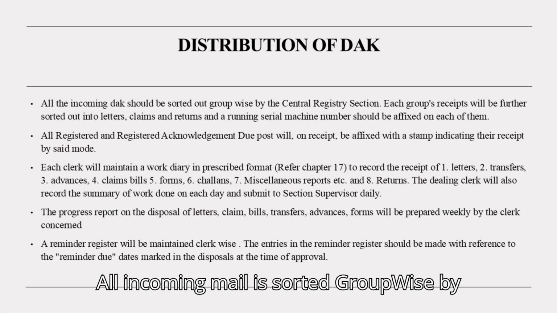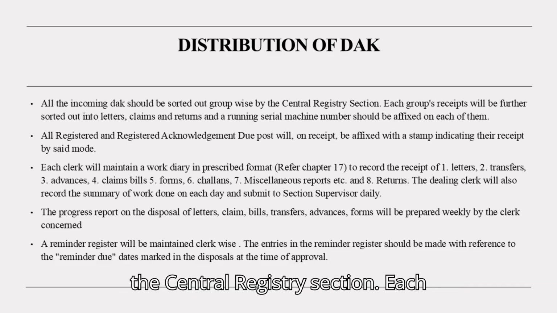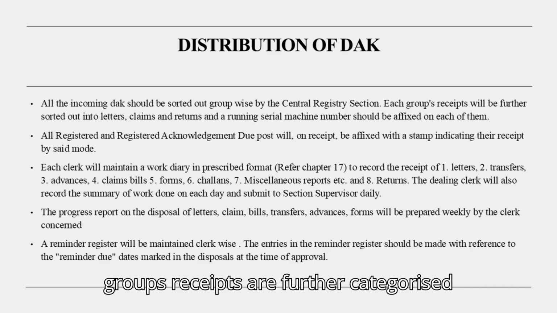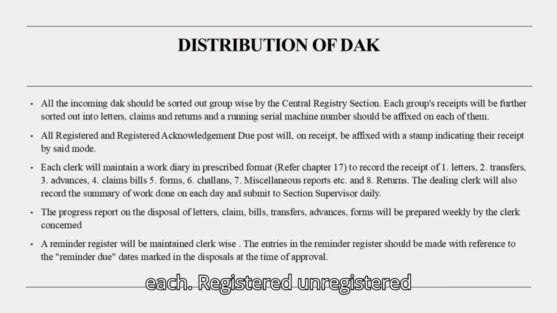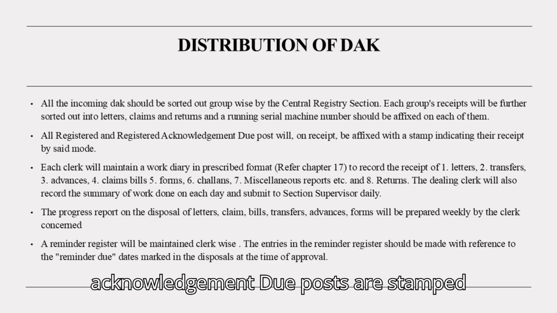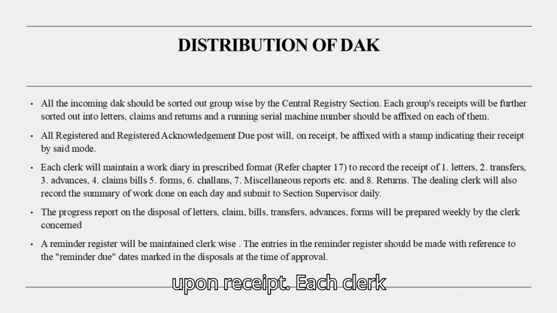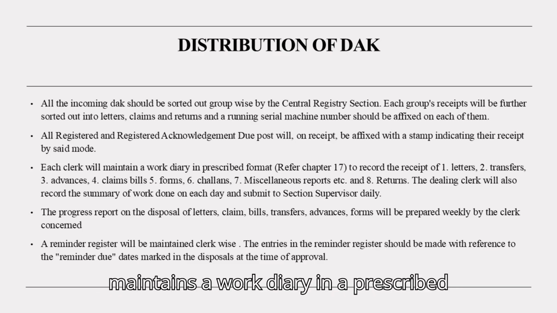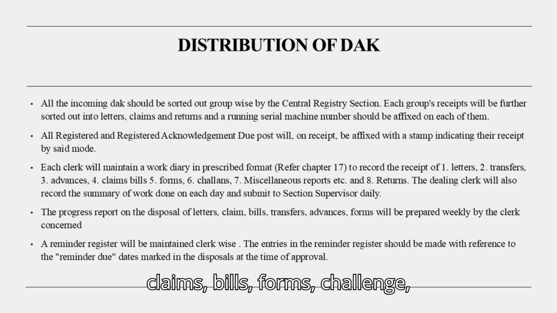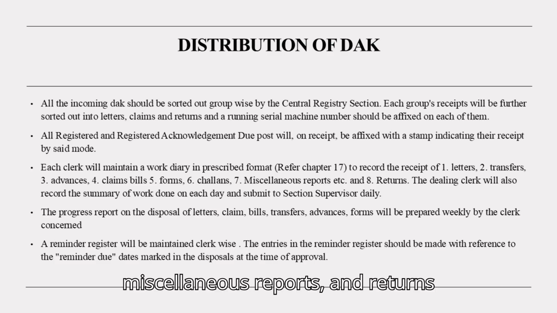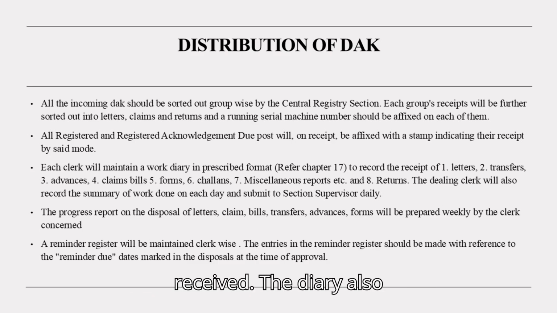All incoming mail is sorted group-wise by the Central Registry section. Each group's receipts are further categorized into letters, claims, and returns, and a running serial number is affixed to each. Registered and registered acknowledgement due posts are stamped upon receipt. Each clerk maintains a work diary in a prescribed format, recording details such as letters, transfers, advances, claims, bills, forms, challenges, miscellaneous reports, and returns received.